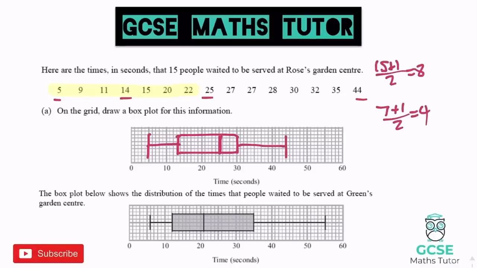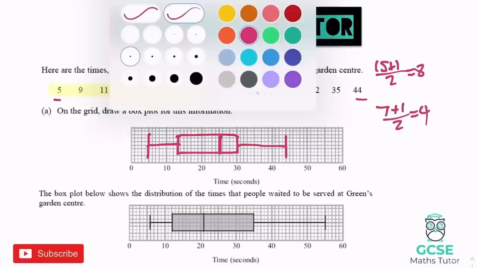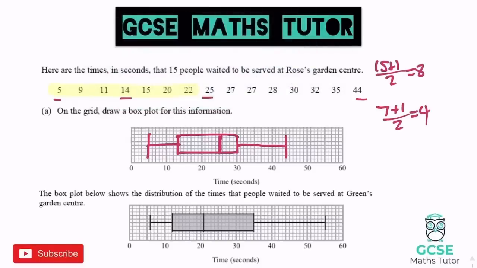Okay, moving on to the bit below. Now I haven't added the question in here, but quite often it says to compare the box plots. So it says here, the box plot below shows the distribution of times served at a different garden centre. And it would usually say to compare them. Now there are 2 things that you want to compare when you're comparing a box plot. One of them is the median. So if we have a look, our median here is sitting on 25, and down here it's sitting on 21.